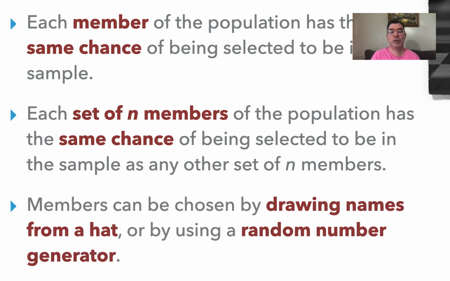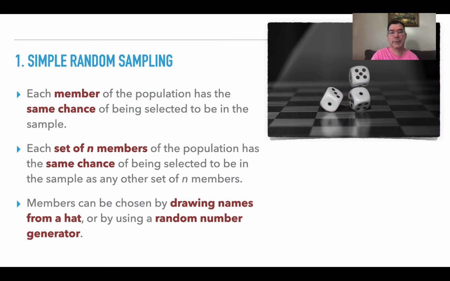All right, so you can do this by choosing people from a hat, drawing names from a hat, or creating a random number generator so that everybody who gets this number is chosen for the sample. There are many ways of doing random sampling.